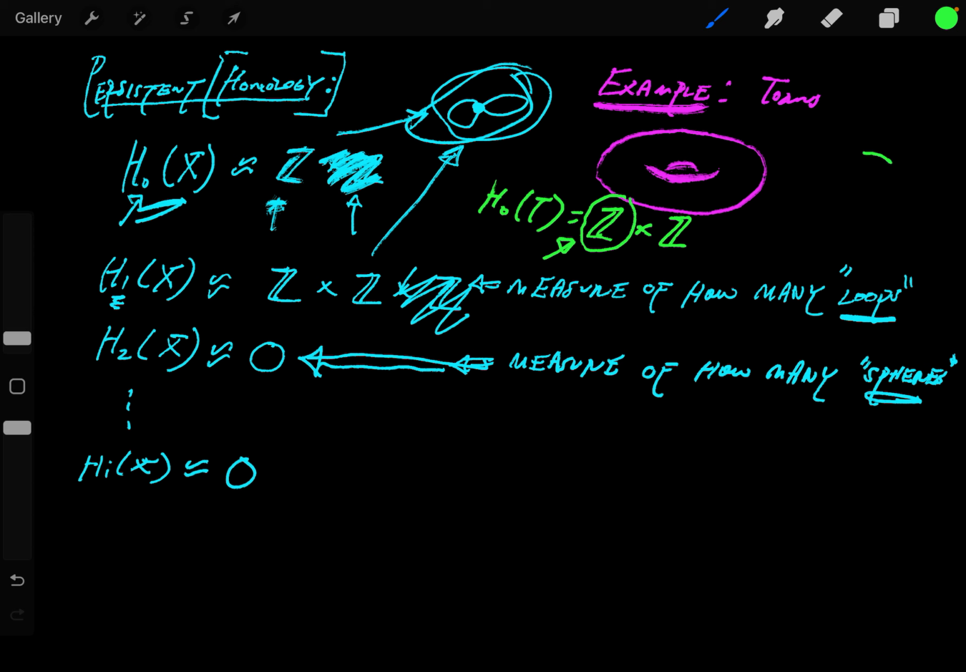That would be like if we had another torus and we said, okay, well then now it's two toruses, these two things are disconnected, so we would need this other Z representing this one. So how many Z's you get tells you about how connected it is.